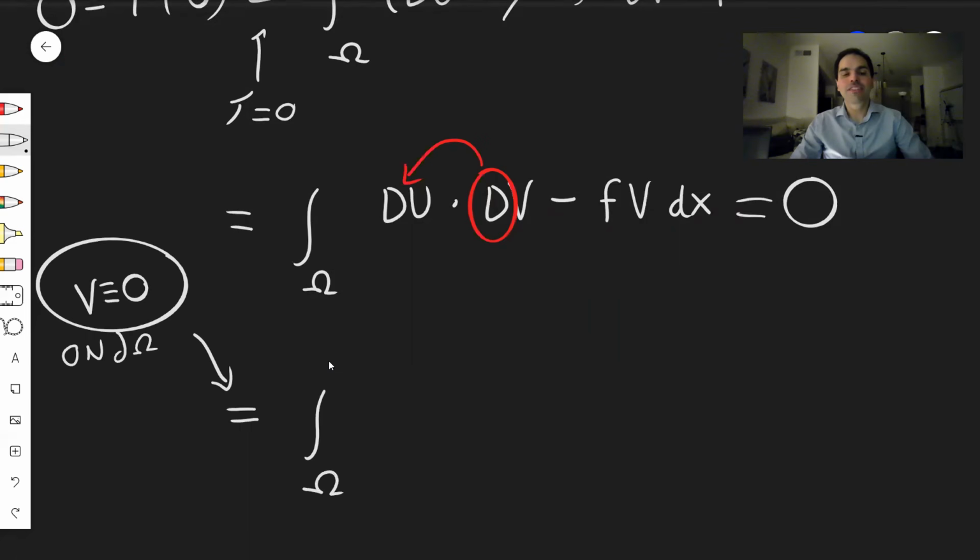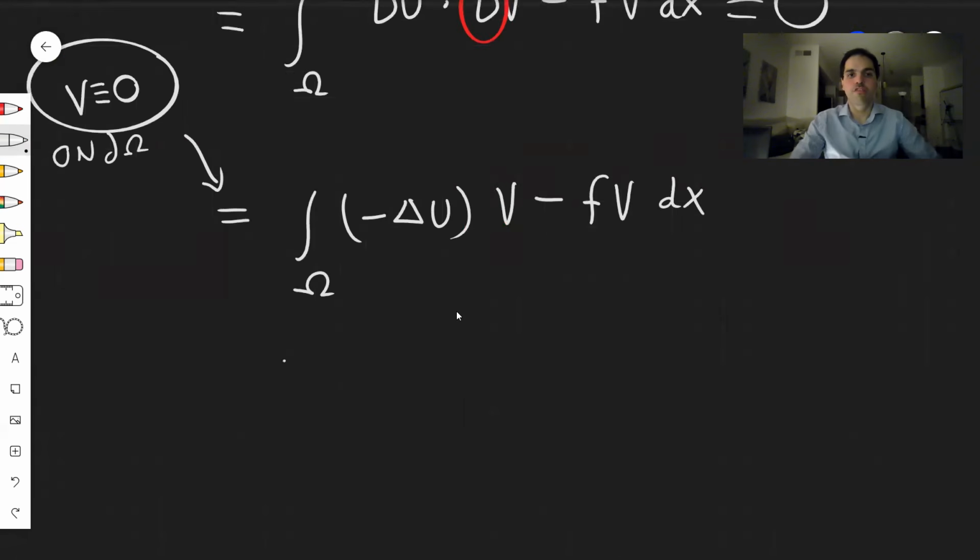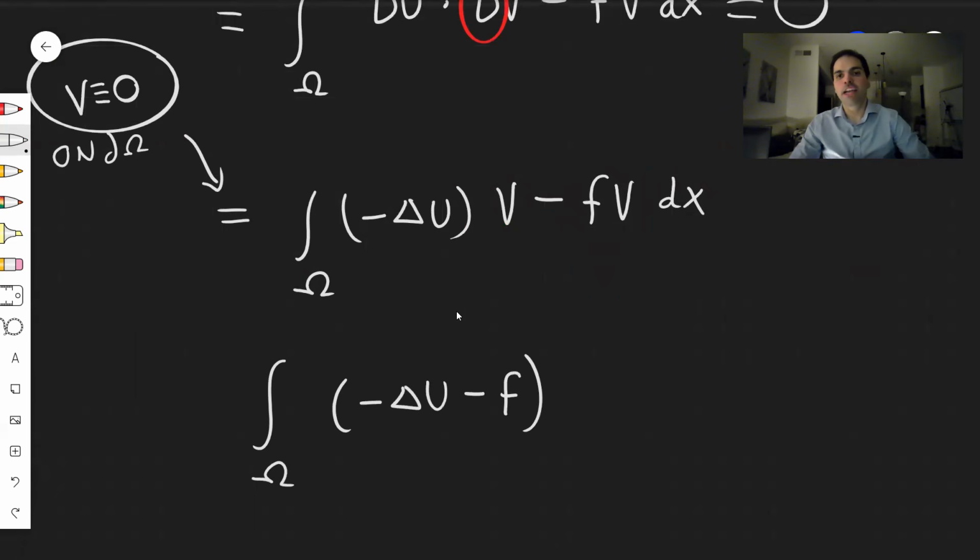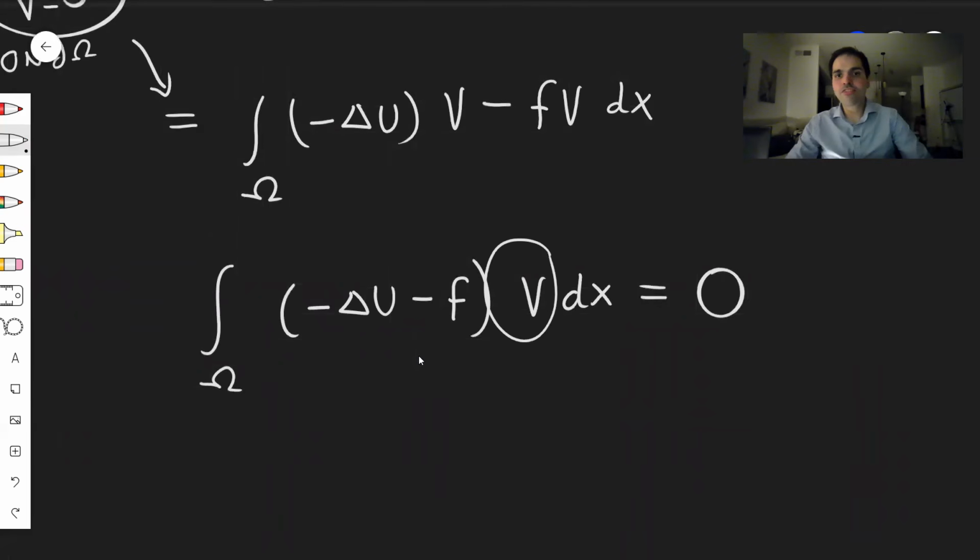So what happens here is that this d comes here, and again, I've done a video on integration by parts, and you get minus Laplacian u times v minus fv dx, which in the end becomes the following: the integral of minus Laplacian of u minus f times v dx equals 0. Now, here's the thing. This function v is arbitrary.